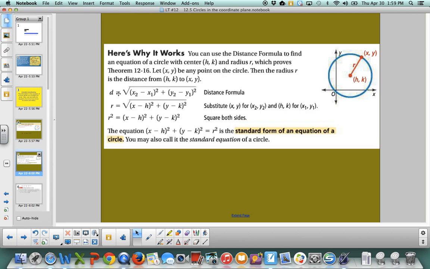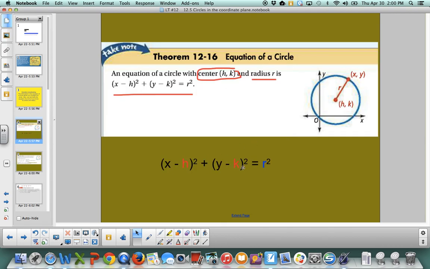Here's an example of the distance formula using this circle. If I plug in (h, k) here and (x1, y1) here, and I plug in the radius, because that's what we're trying to find, not the distance here but just the radius of the circle, then I solve this equation by squaring both sides, and I end up with my standard form for the equation of a circle. So this equation actually stems from the distance formula.